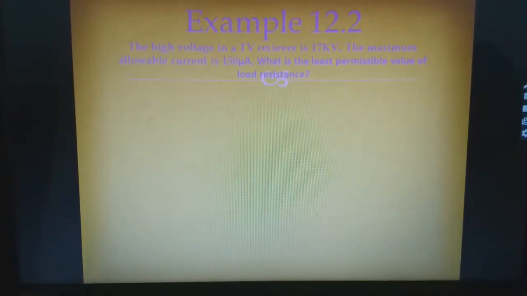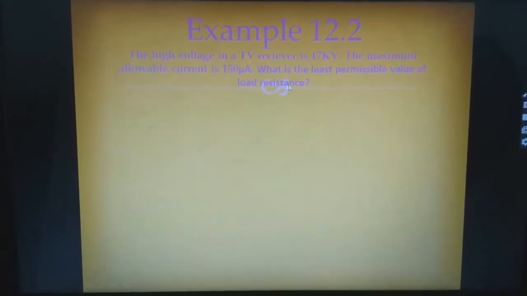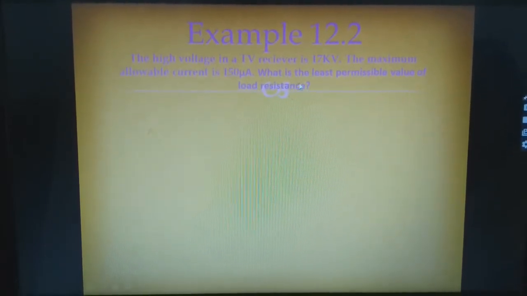Here is a solved example, example 12.2. The high voltage in a TV receiver is 17 kilovolts. The maximum allowable current is 150 microampere. What is the least permissible value of load resistance?